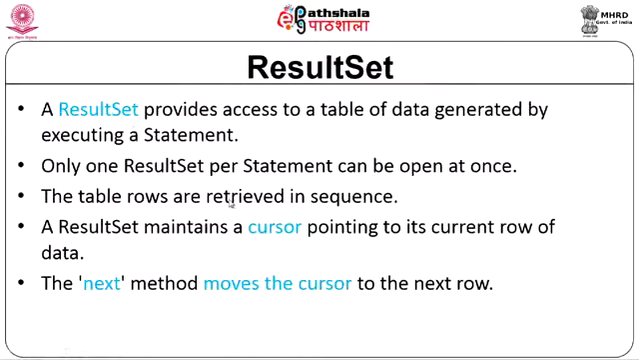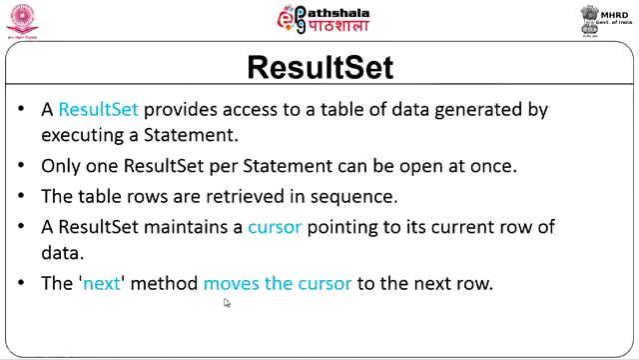So, the result set would provide access to the table of data that is generated by executing the statement. Once you give the SQL statement, that would provide you a result set. So, your select statement would give a set of records, a table of rows, which is then processed or accessed by the result set. Only one result set per statement can be opened at a time, and the table rows are normally retrieved in sequence. A result set maintains a cursor which points to the current row of the data, and you will be able to read record by record from the result set.